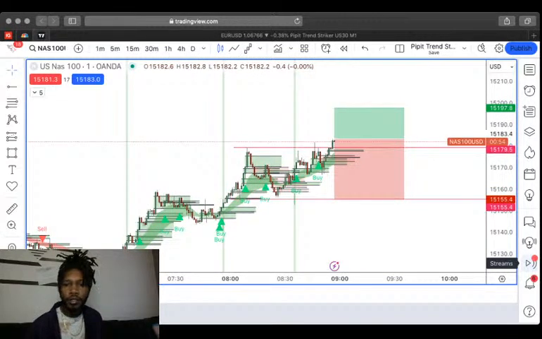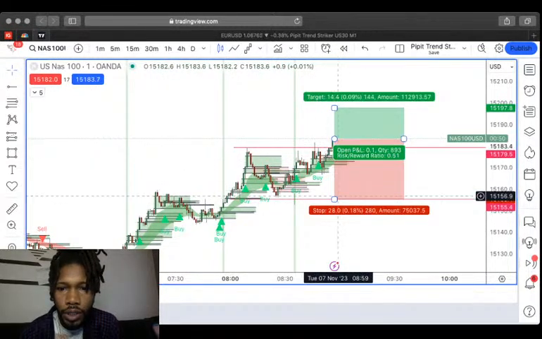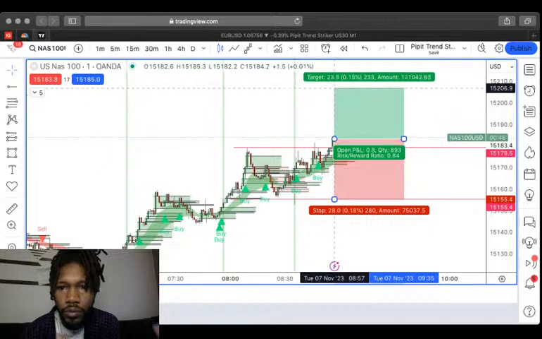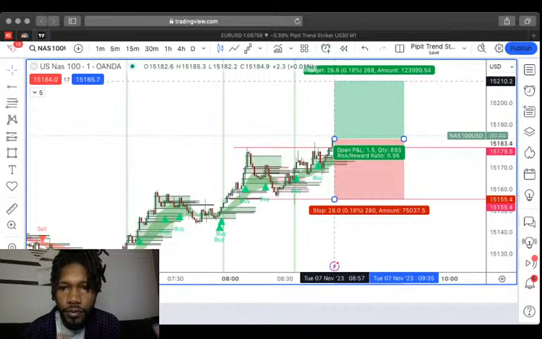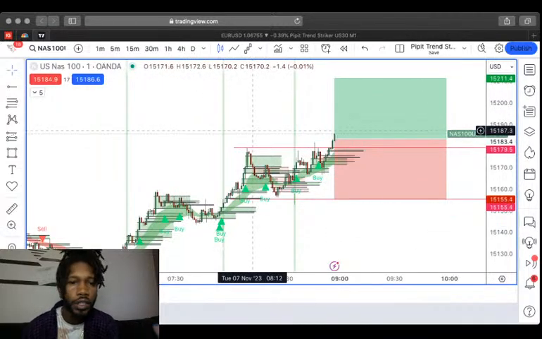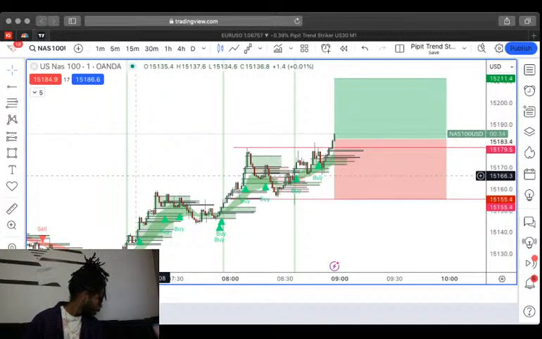Alright, now we're in. We're actually in on this position right now. 28-point stop loss. Let's go 1-to-1. Boom. That's what we're running. Alright, so now we have our position running in NASDAQ. We're in profit right now.